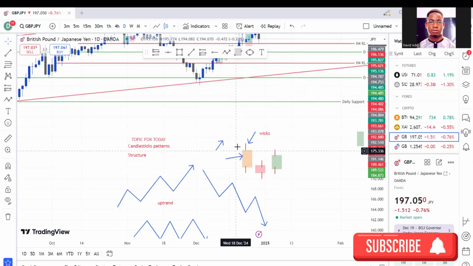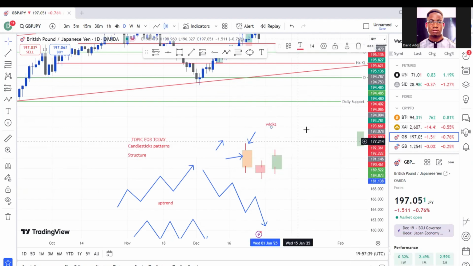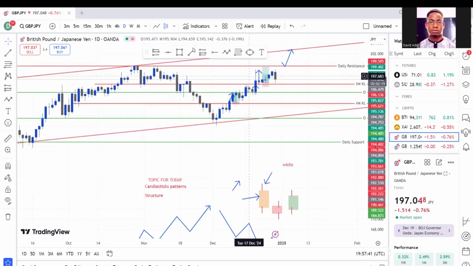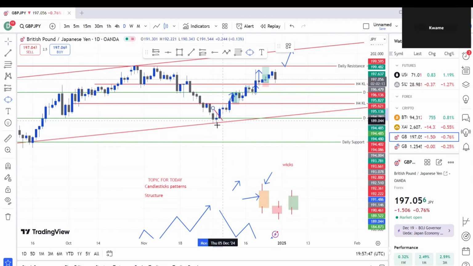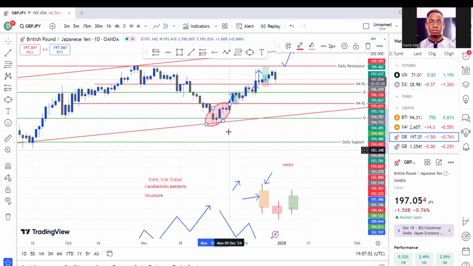A morning star shows a downward candle and then another small candle in the middle. Then an upward candle comes and closes. So an example of a morning star is this one. You see, after it happened, price started going up.